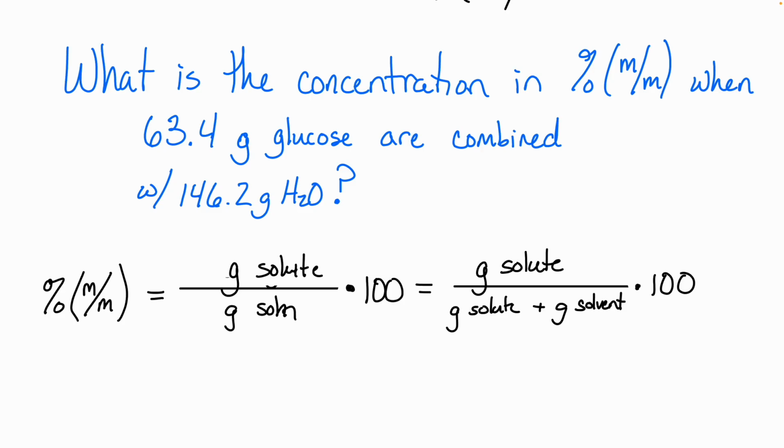So this works because I'm talking about grams of solution here, and a solution by definition includes solute and solvent. So the mass of solute and solvent would give me the total mass of that solution.